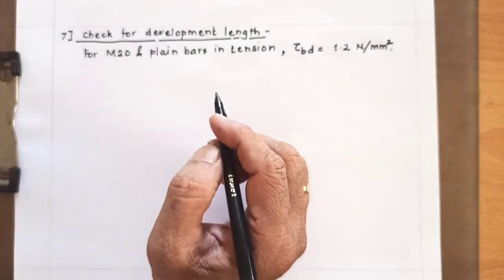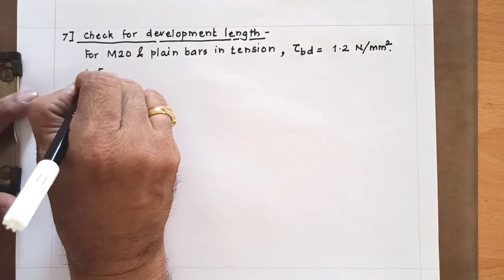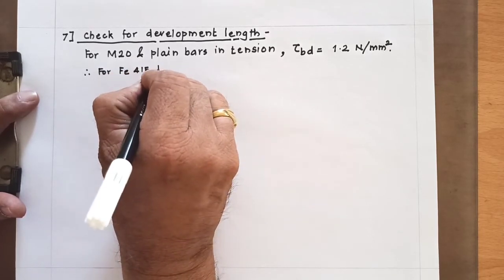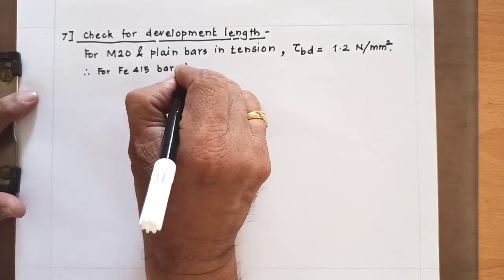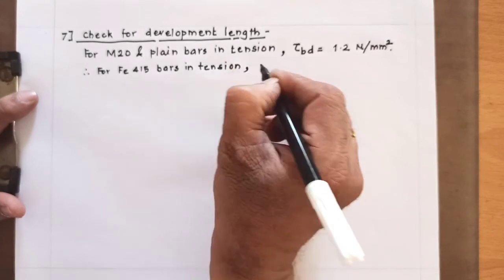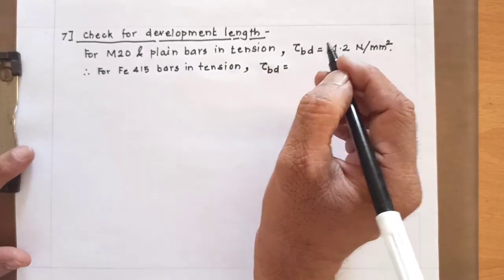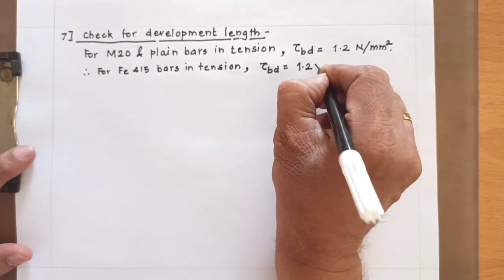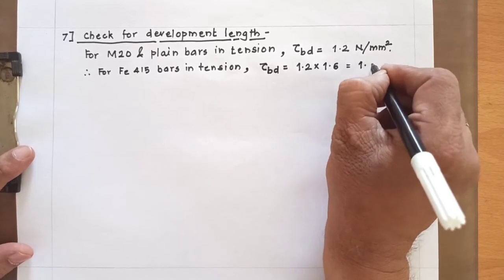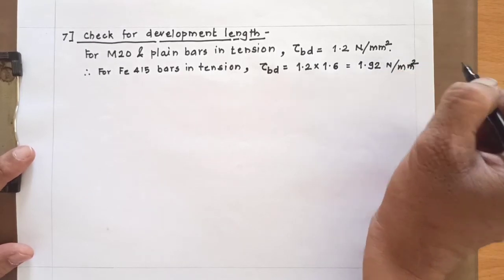Okay. Now here Fe 415 is used. So therefore, for Fe 415 bars in tension, tau BD will be, we have to increase it by 60%. So 1.2 increased by 60% means multiplied by 1.6, which comes out to be 1.92 Newton per mm square, designed bond strength.